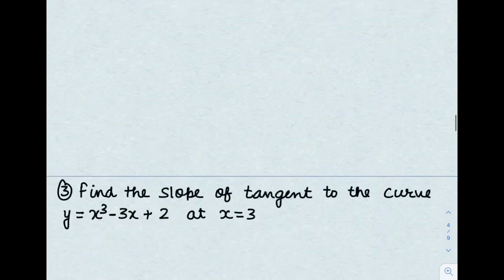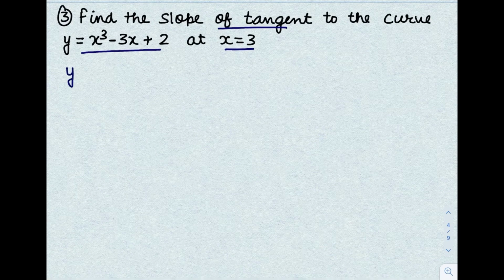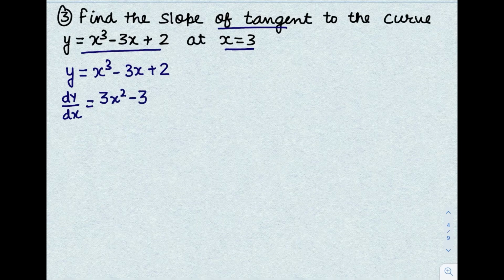Let's move to the third question, that is find slope of the tangent to the curve y equals to this at x equals to 3. So we have been given y equals to x to the power 3 minus 3x plus 2. Just differentiate it. It will become dy by dx, that is equal to x to the power 3 will become 3x square minus 3x will become 3.